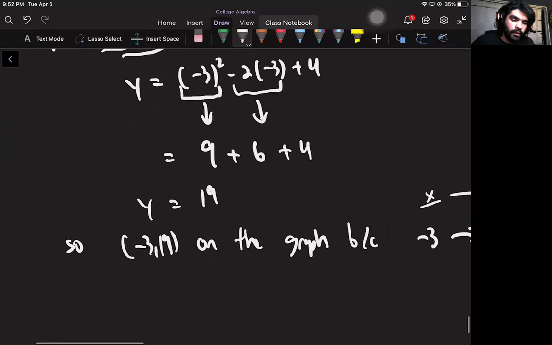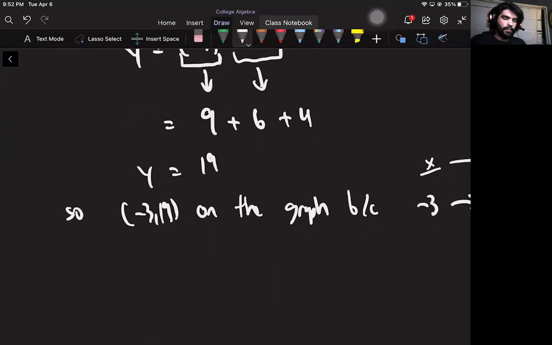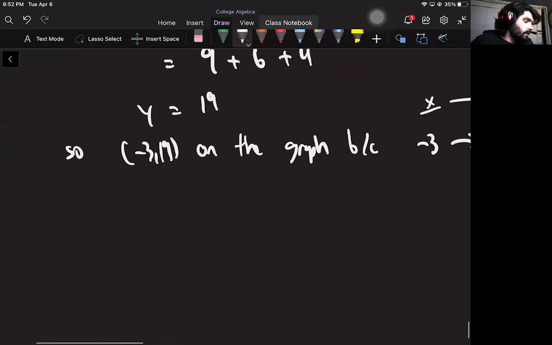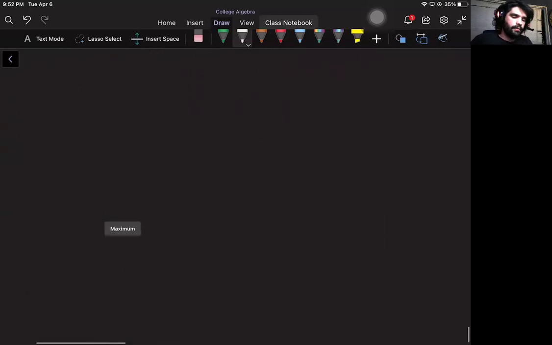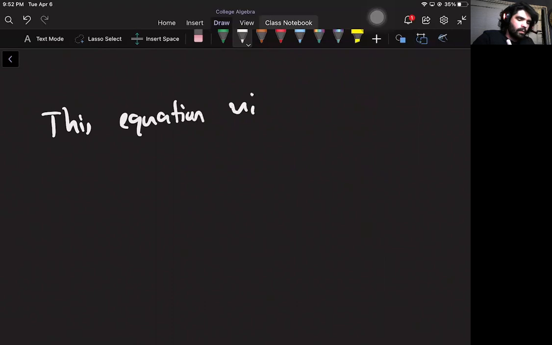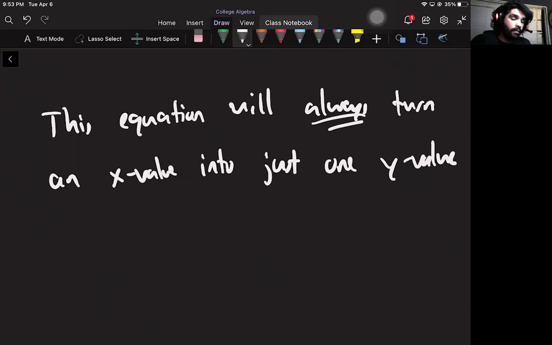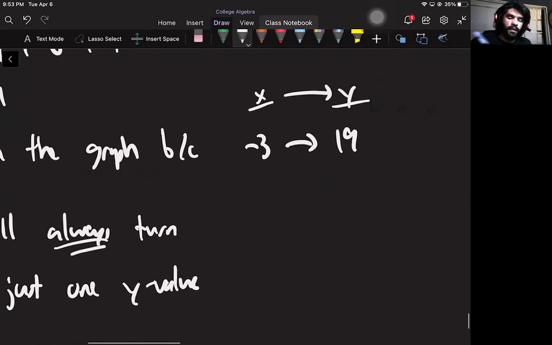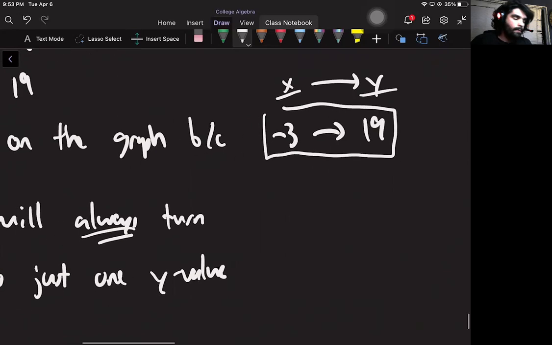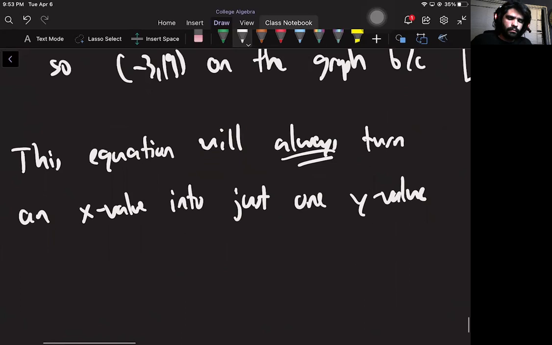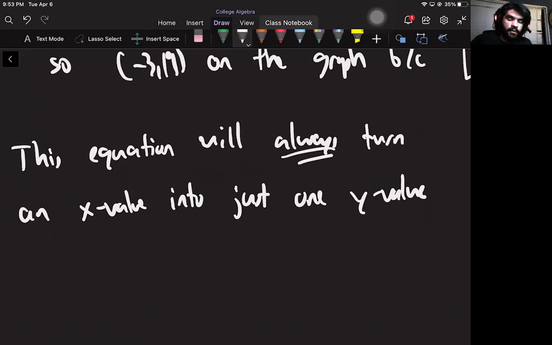Okay. So this equation is a bit nice because, like I said, y has already been solved for. And so it'll do something interesting. This equation will always turn an x value into just one y value. So notice how -3 got turned into 19, and that's it. It didn't get turned into anything else, just 19. That's different than the previous example where 5 got turned into 2 different things.